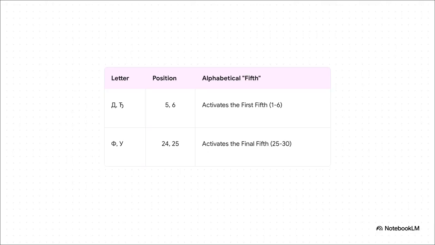But look, the placement of these 4 letters is not random at all. It is totally strategic. D and Da, sitting there at positions 5 and 6, they activate the first 5th of the alphabet. And at the other end, you've got U and F at 24 and 25, and they activate the final 5th. They're like these powerful bookends, energizing the beginning and the end of the entire structure.